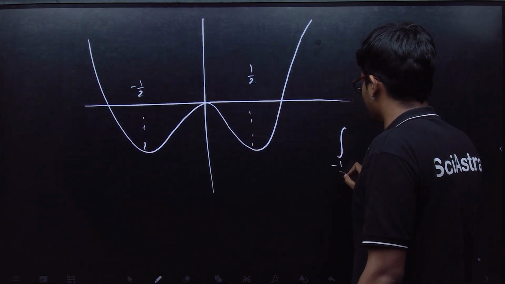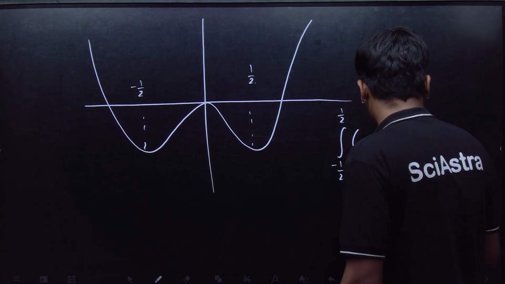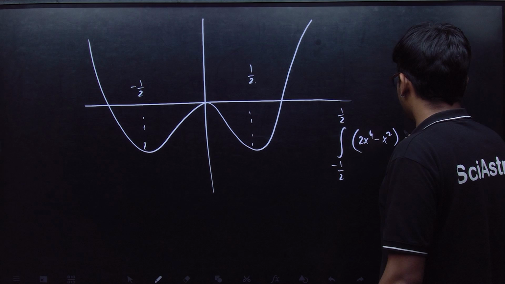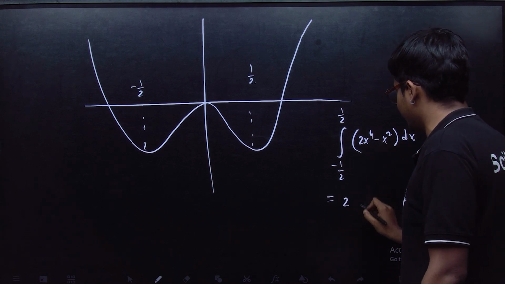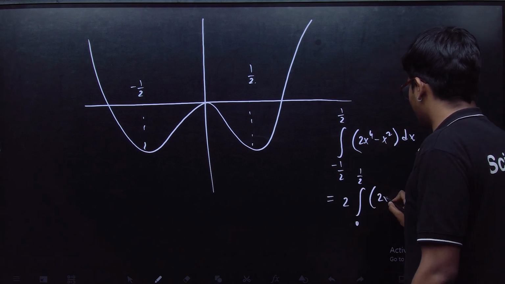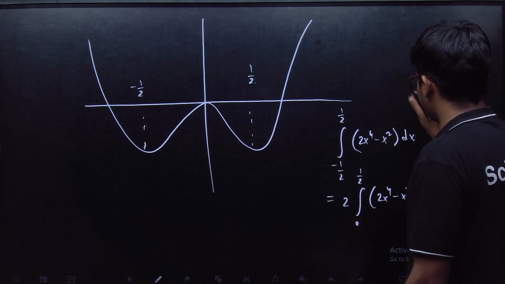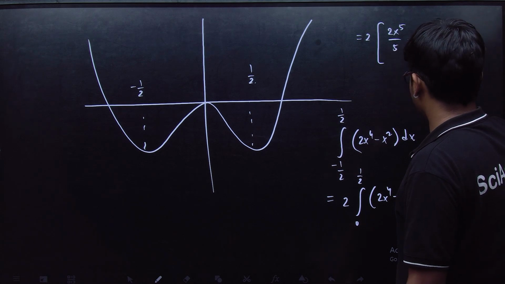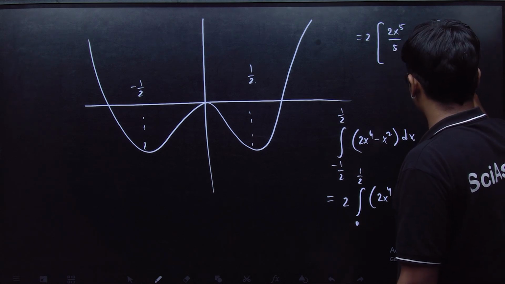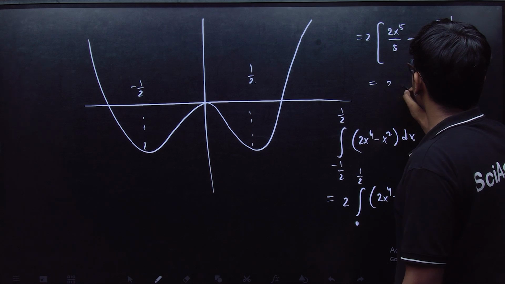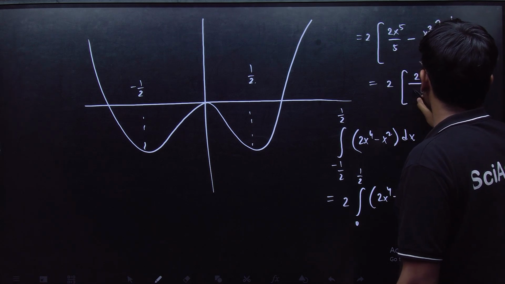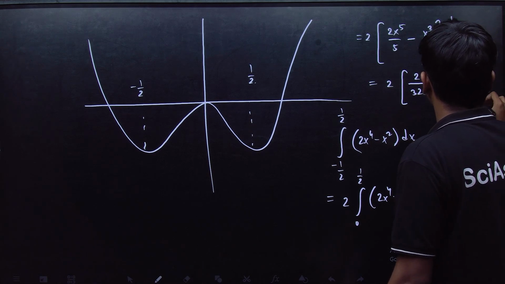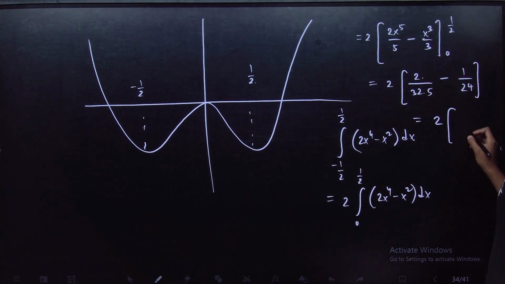We want the integral from minus half to plus half of 2x to the power 4 minus x square. Now obviously this is an even function, so this is twice the integral from 0 to half of 2x to the power 4 minus x square dx, which is just twice of 2x to the power 5 by 5 minus x cubed by 3 between 0 and half. So that gives you 2 times 1 by 32 times 5 minus 8 times 1 by 24. And if you solve this ultimately, what will you get?